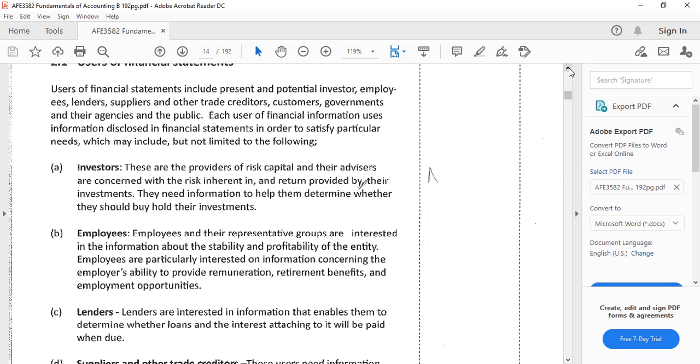These are, for example, the owners of the business. Obviously the owner would want to see if he or she is making profit, and if his business is in a good position to continue running in the foreseeable future.